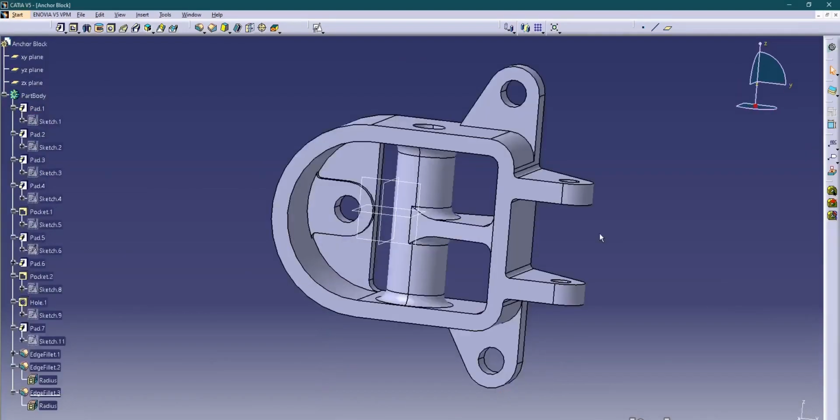So this is how, friends, the anchor block in CATIA is created in an easy and comprehensible way.